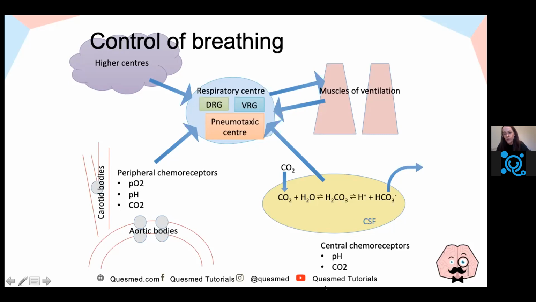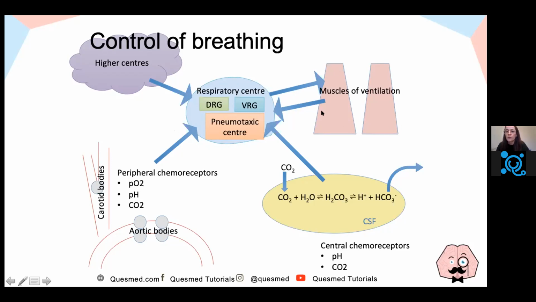We've got our central chemoreceptors, which are found at the floor of the fourth ventricle, and they respond to changes in carbon dioxide and pH within the CSF. They both feed their information to the respiratory center. That's found in the medulla oblongata, and it's made up of the dorsal respiratory group, the ventral respiratory group, and the pneumotaxic center. And then other inputs include higher senses, so things like fear, emotion, those kinds of things.